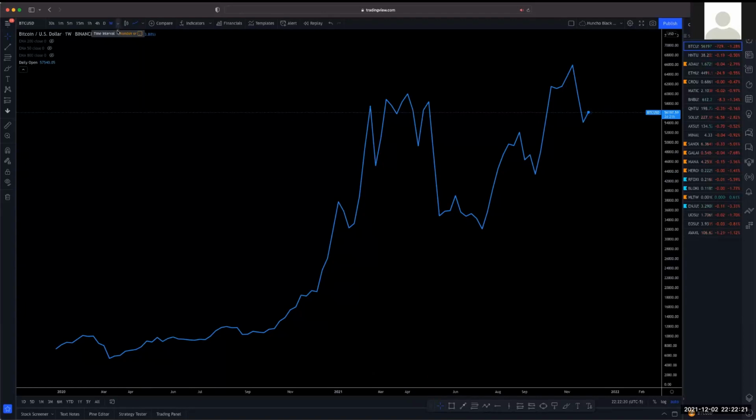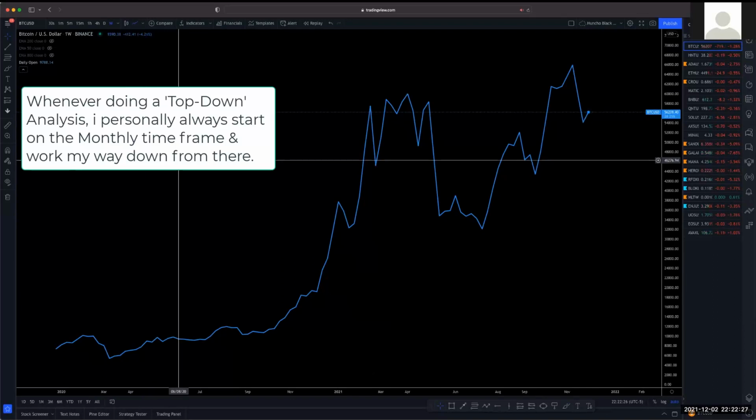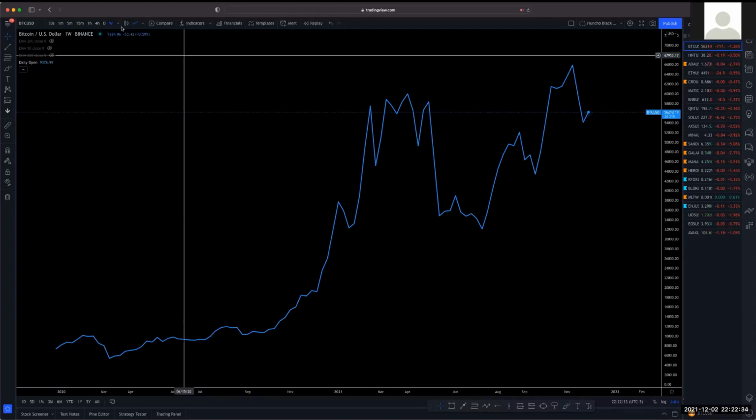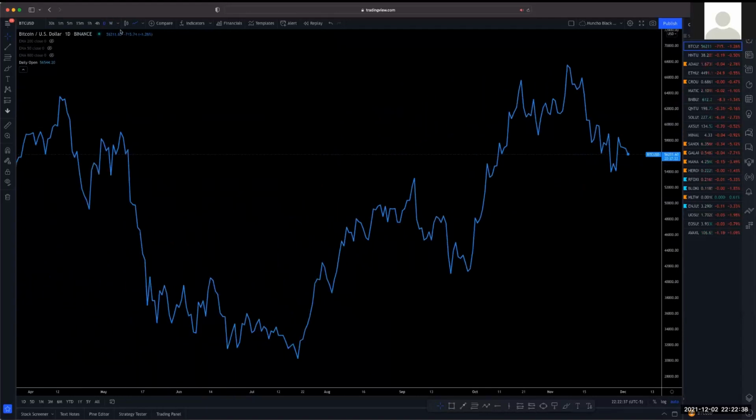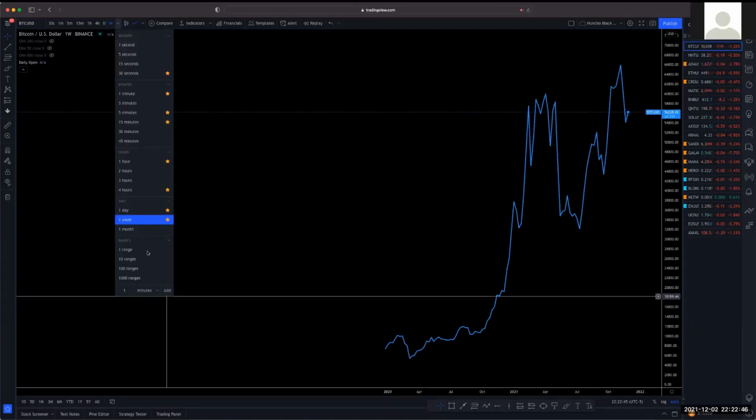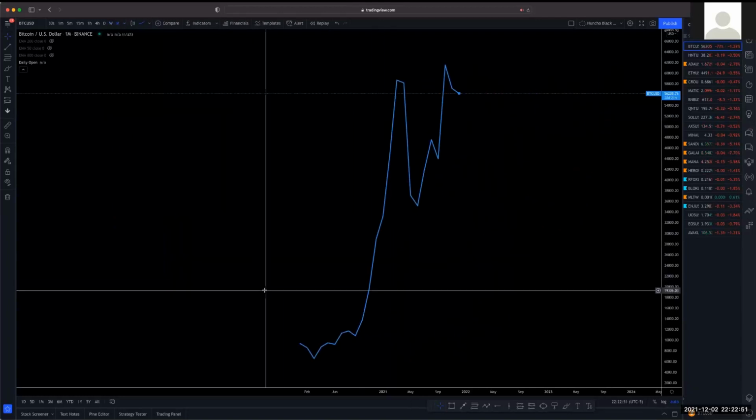When you view data, it's going to be dependent on the time frame that you're on. For most exchanges, as you open up the app, they will be listing the daily time frame data. But to do a top-down analysis on an asset, I personally like to start from a monthly perspective.